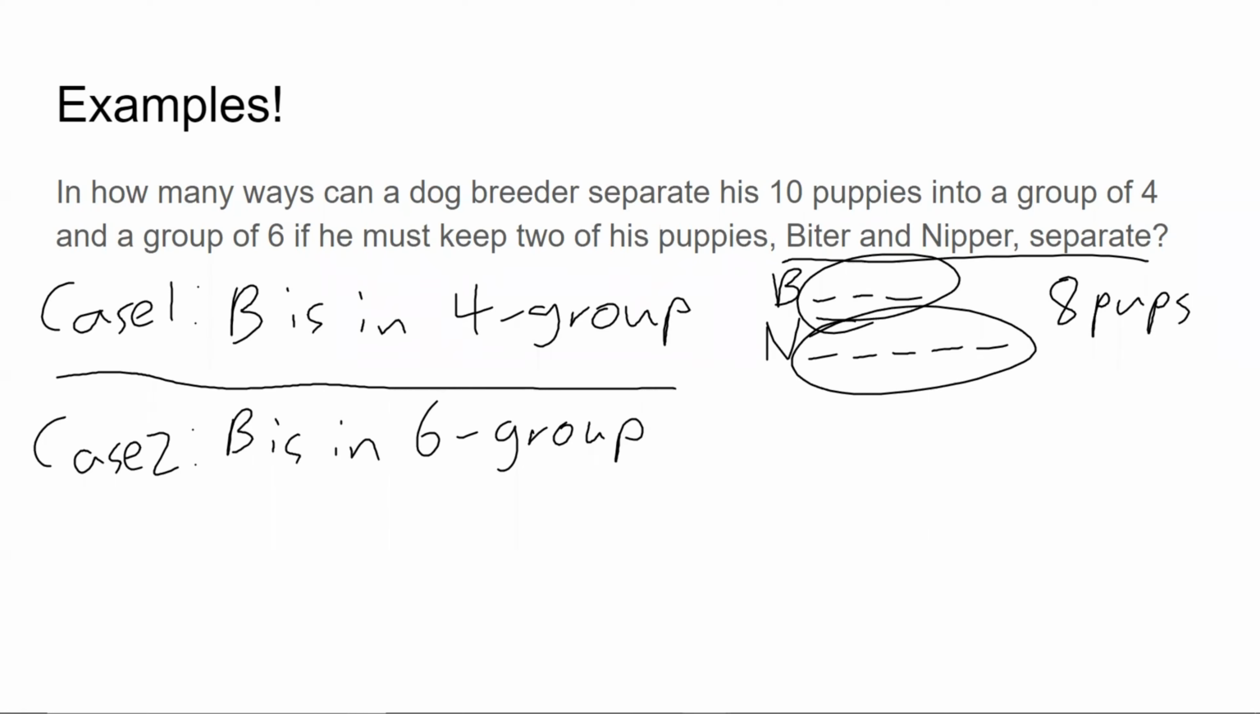Keep in mind that these are groups of puppies. They're not ordered lines, which means that, for example, if I had A here, B here, and C here, it would be no different from having B here, C here, and A here. So for case 1, the number of ways to arrange it is 8 choose 3. Since you have 8 pups left, and you just choose 3 of them, A, B, and C, to go in the group with Biter. And by default, every single other puppy has to go with Nipper.